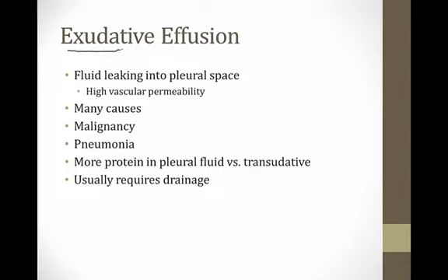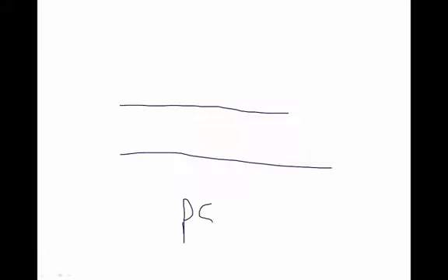Contrast that with an exudative effusion. This is when you have fluid leaking into the pleural space from high vascular permeability. So let's go back to our drawing here. We've got a capillary carrying plasma past the pleural space down here. In an exudative effusion, this capillary is just going to become leaky from a pathologic process. And that means that plasma and proteins are going to leak into the pleural space.